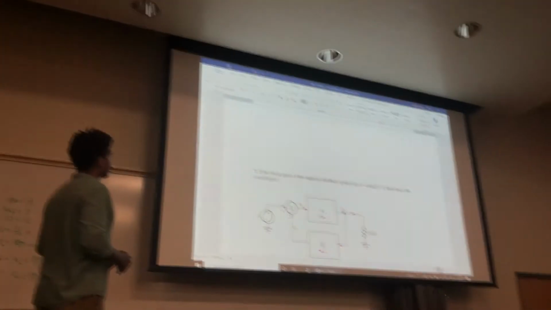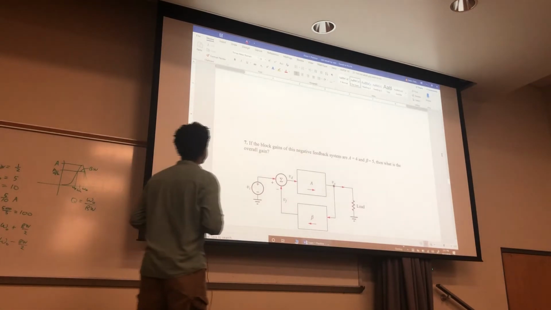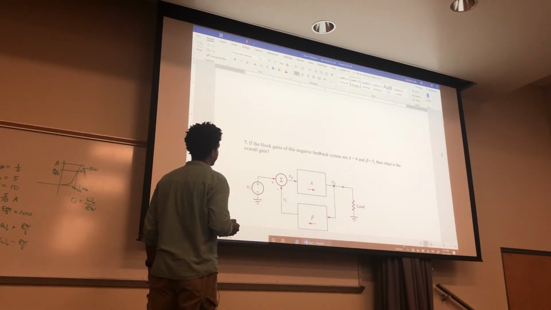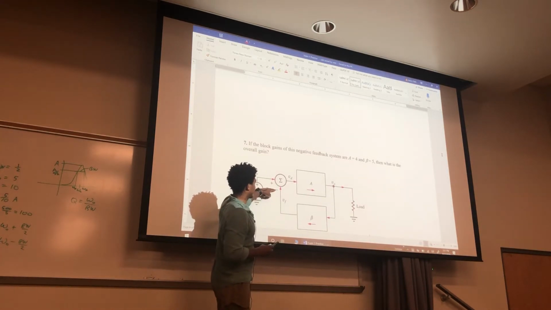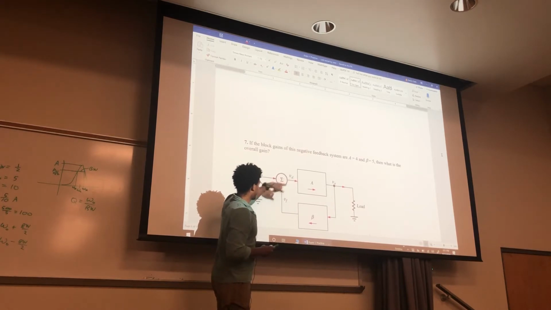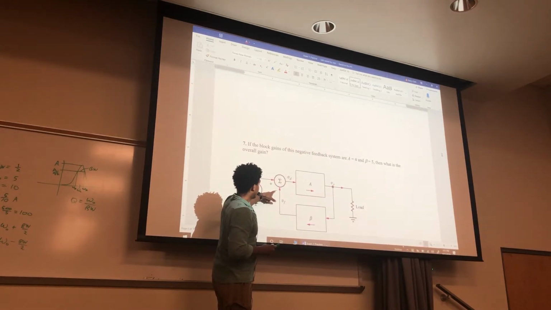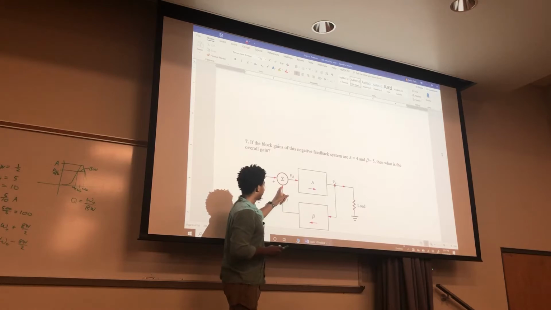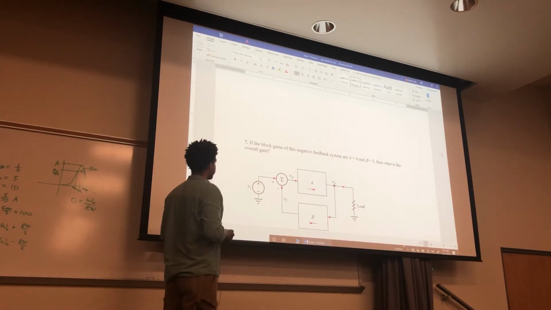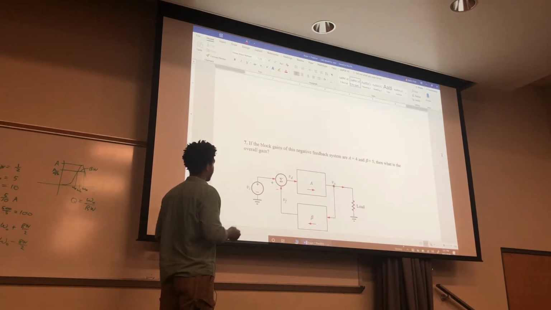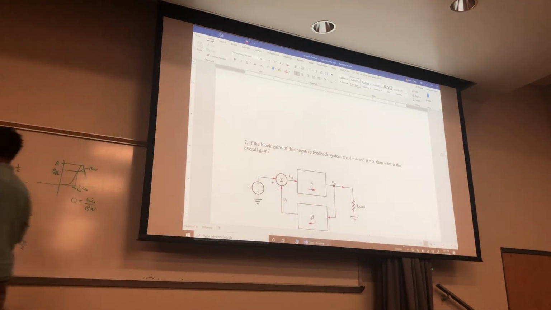Okay, number 7. If the block gains of this negative feedback system are A equal 4 and beta equal 5, then what is the overall gain? Okay, so it's negative feedback, right? That gives it away, of course. Even if it didn't say it, we know it's negative feedback because whatever the feedback is being subtracted from whatever the input is, right? Okay, and we're trying to find out the gain of the whole thing. So let's do that.